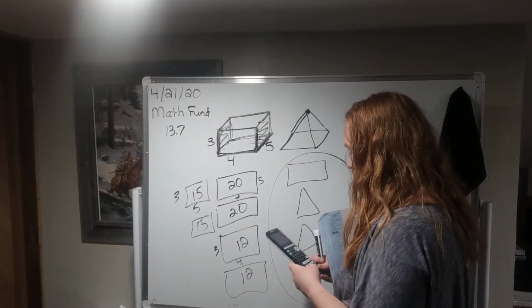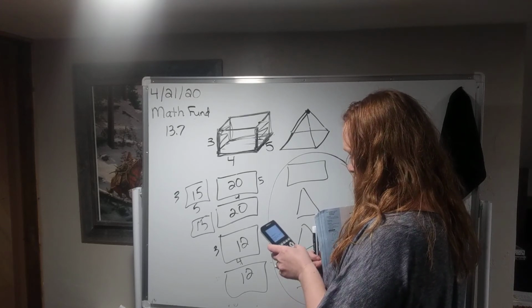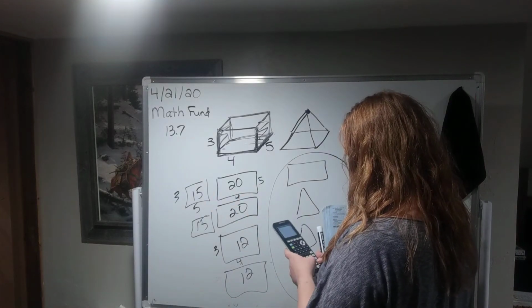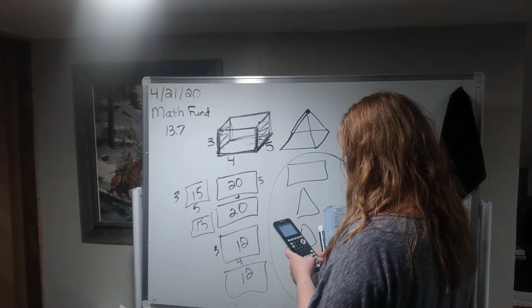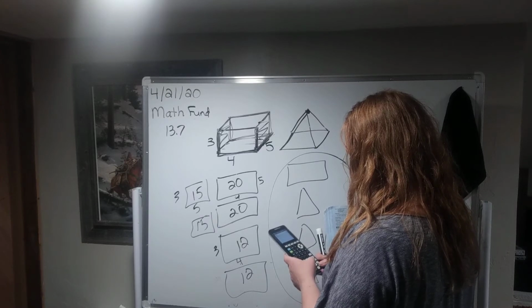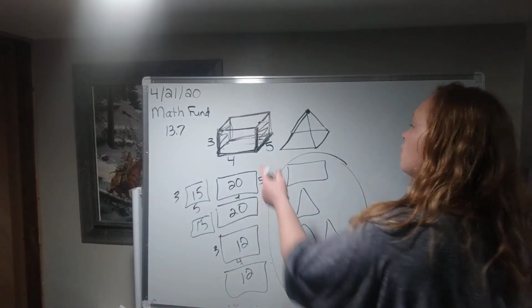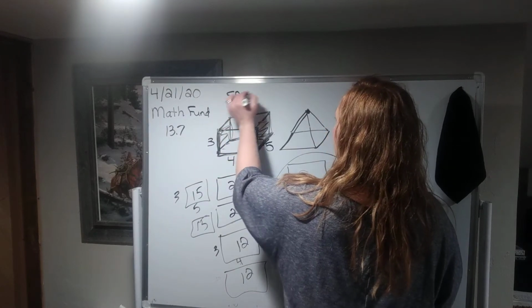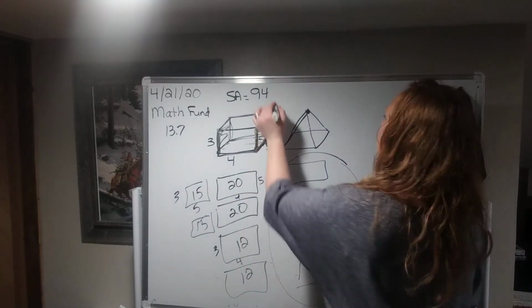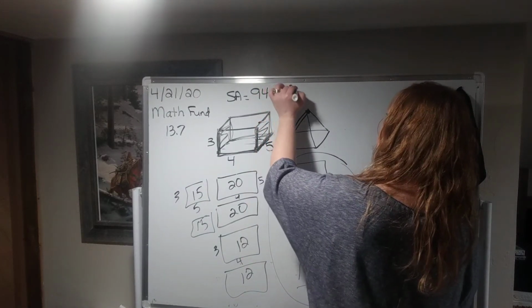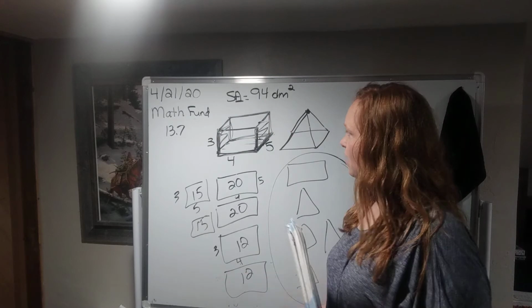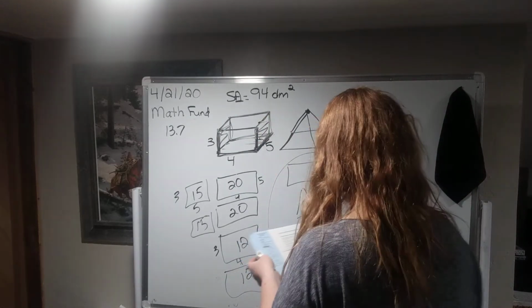Okay, so now I found the area of all of my rectangles here. So I'm going to turn on my calculator. Okay, I'm going to add all of these up. Okay, and I get 94. So my surface area equals 94 what? We're talking about area, so I need a measurement. They have dm squared because I'm finding an area. So the whole surface area, if I were to lay it flat, equals 94 decameters squared.